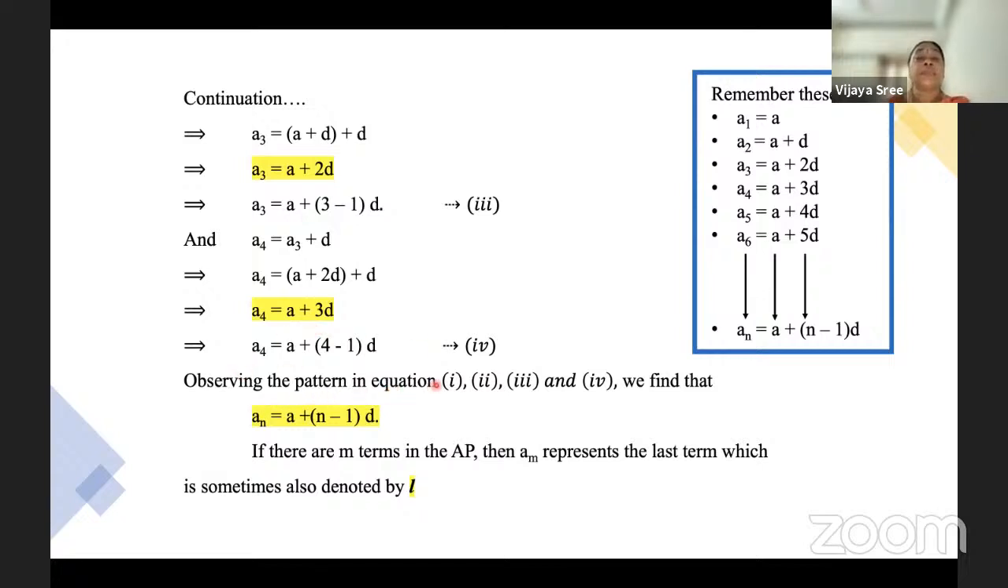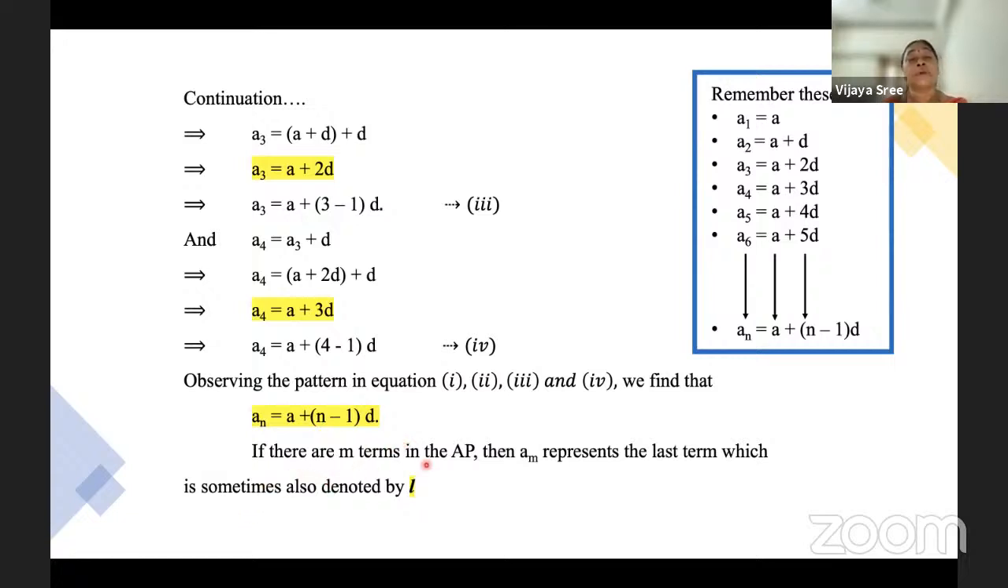Next, observe the patterns in the equations for the first, second, third, and fourth terms. We find that the nth term, an, is equal to a plus, suppose the term number is n, so n minus 1, into d. What is the nth term? a plus n minus 1 into d. So this is the nth term formula. The nth term of an AP is an equals a plus n minus 1 into d. Here, n is the term number and an is the value. You must remember this: an is the value, n is the term number.